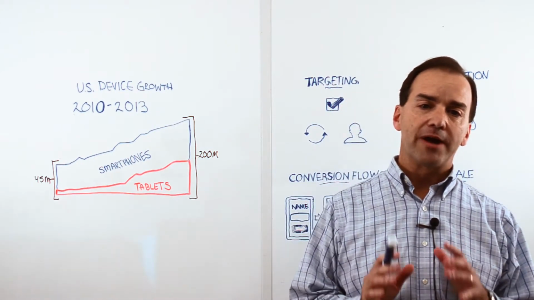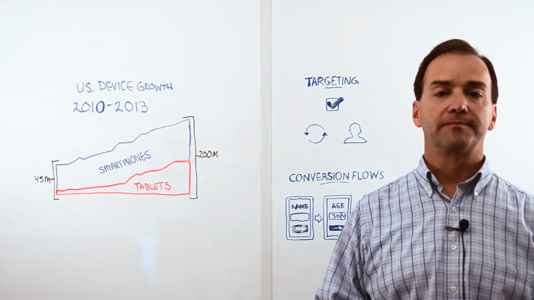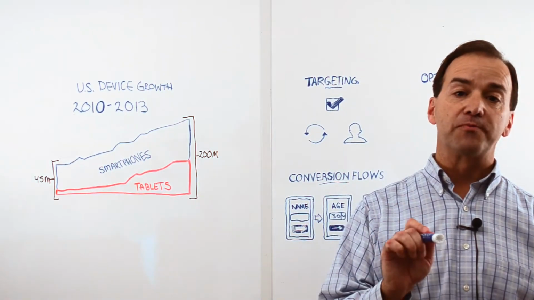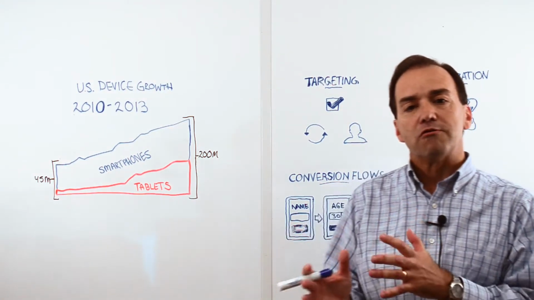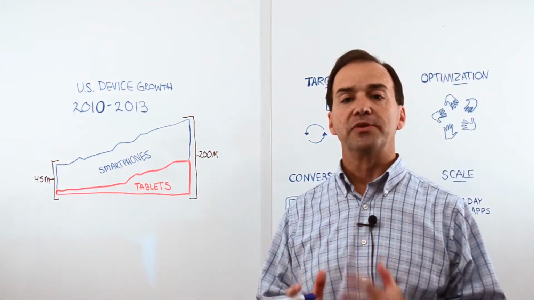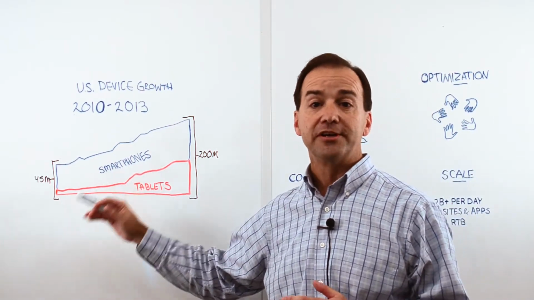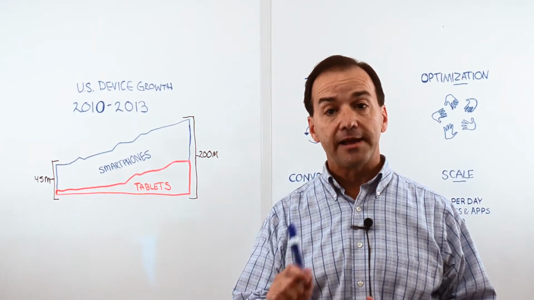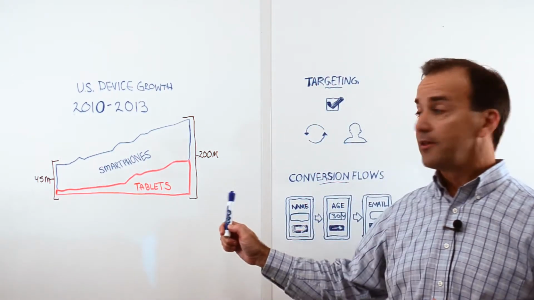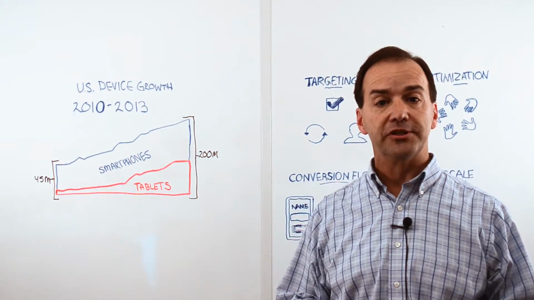I'm here to talk about how to generate cost-effective leads using mobile marketing. And if you are a direct response marketer, this is important because the mobile audience has grown to the point where it can no longer be ignored. In 2010, there were about 45 million smartphones and tablets being used in the US. Today, just 3 years later, there are nearly 200 million smartphones and tablets in the US.